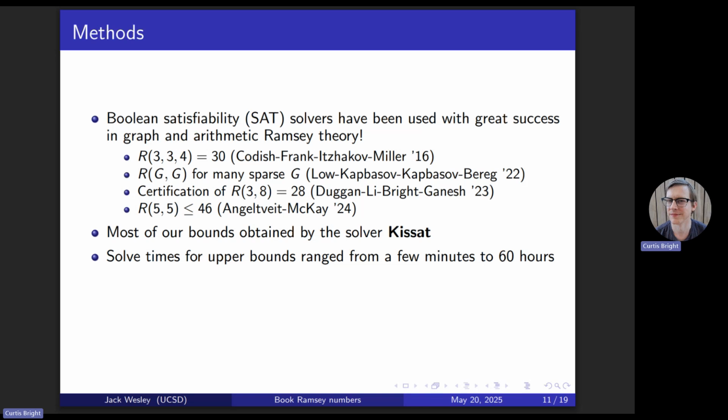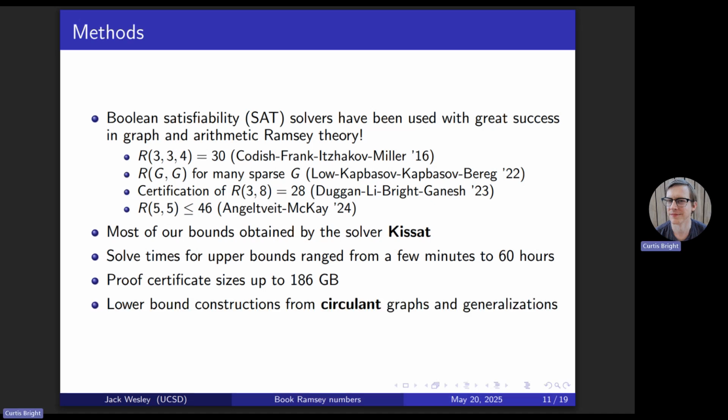As these times are not quite so enormous, neither are the proof sizes, but these are still fairly non-trivial. The largest proof here, for the 60-hour solve, is about 100 to 200 gigabytes. So it's a non-trivial thing to certify. And then, as long as I have time, I'll talk a little bit about some of these lower bound constructions that give this infinite family of tight bounds. These come from circulant graphs and generalizations, but these were all found essentially using SAT and IP solvers. These provided the inspiration for the general construction.